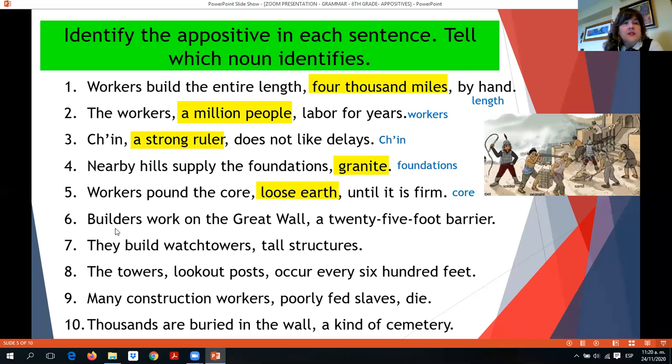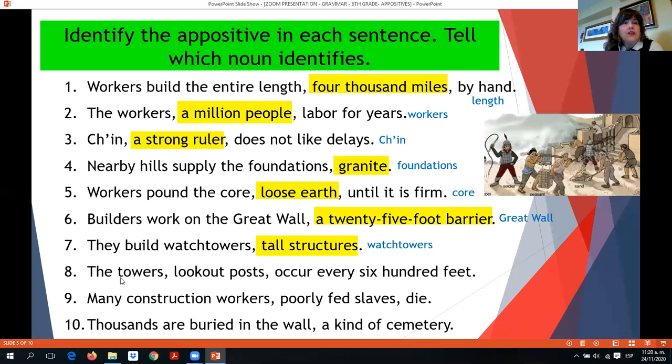Number 6, builders work on the Great Wall, a 25-foot barrier. So a 25-foot barrier is describing the wall, the Great Wall, okay? Number 7, they build watchtowers, tall structures. So tall structures is the appositive and watchtowers is the noun.